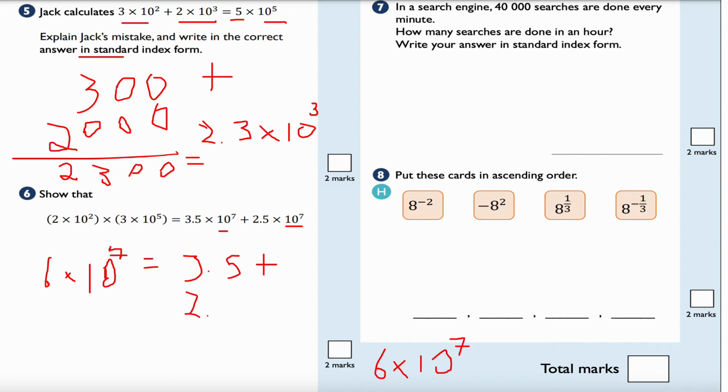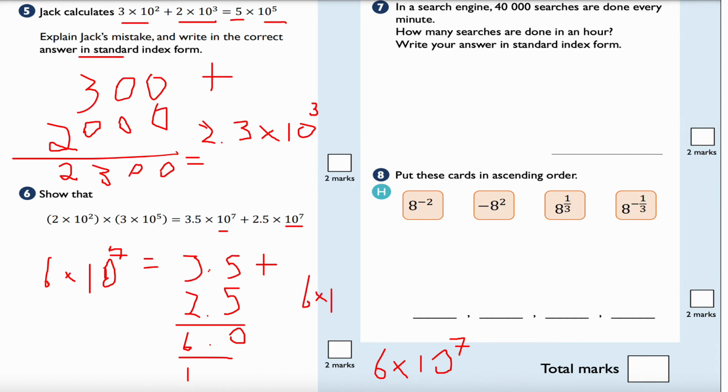Okay, so I can only add the numbers if the powers are the same. The reason why I couldn't add them here is because the powers weren't the same. If that was a squared there or that was a cubed, then I could have actually added the numbers, but I can't add them if it's a different power. So just to explain that a bit further, 5 and 5 is 10, 0 carry the 1, 3 and 2 is 5, add the 1 is 6, so that part's going to be 6, and it's 6 times 10 to the 7, because obviously I'm timesing it, so the 10 to the 7 still stays fixed.